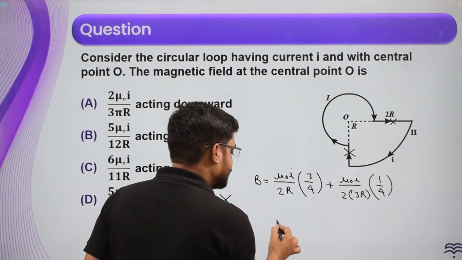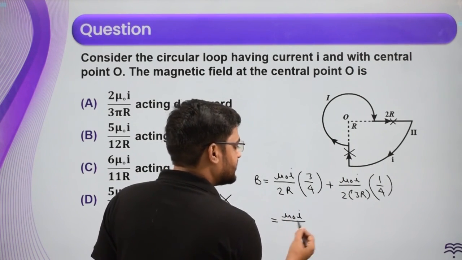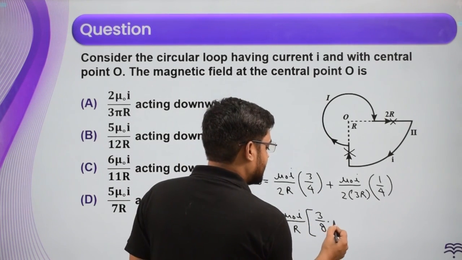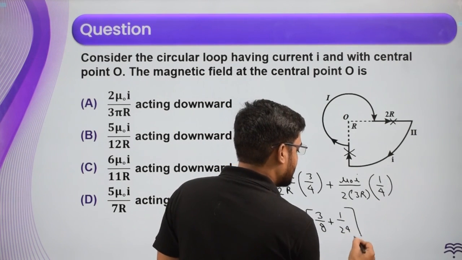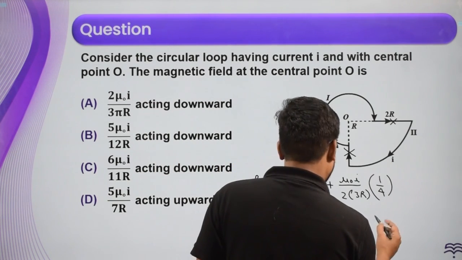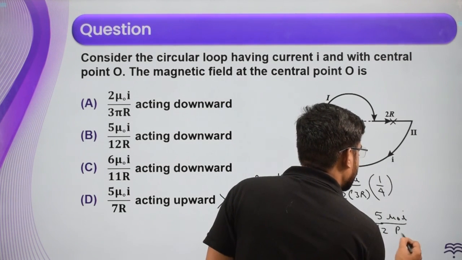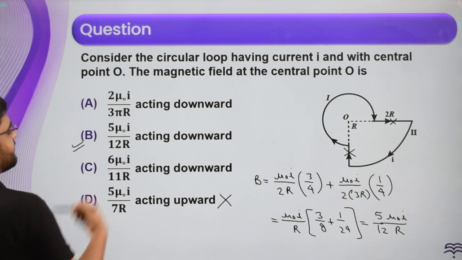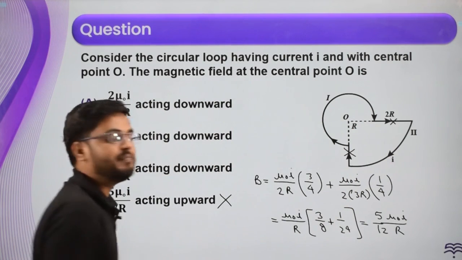Let's just simplify this. So mu naught I we can see everywhere, divided by r is also there in all of them, and this is how much? 3 by 8 plus this is how much? 1 by 24. And when you solve this, we get how much? So 24 is the LCM and we get 9 plus 1 is 10. So 10 by 24. So 5 by 12. So 5 by 12 mu naught I by r. That's the magnitude, and the direction is into the plane. So which option is correct? 5 mu naught I by 12r acting downwards. Downward simply is not this direction. Downward is into the plane of the paper.